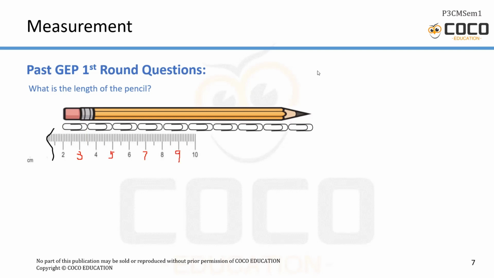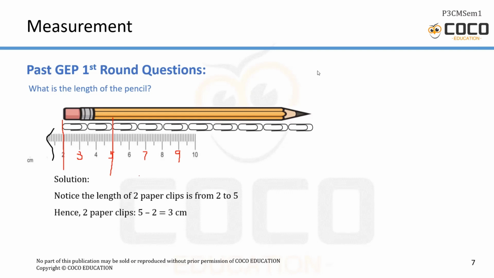So the paper clip here exactly starts from 2, correct? This one exactly starts from 2. And if we count the 2 paper clips together, it exactly ends at 5, right? So this is my idea. So I can find the length of the paper clip this way. So I find out the 2 paper clips are from 2 centimeter to 5 centimeter, which means 2 paper clips is 5 minus 2, which is 3 centimeter.